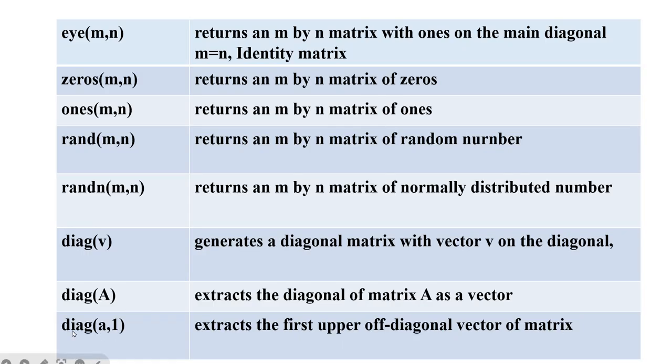This is diagonal of A comma 1. Here it will extract the elements from the matrix which are in the upper diagonal. It will display those elements in the form of a vector. It may be a column vector or a row vector, whichever form you want, you can extract.